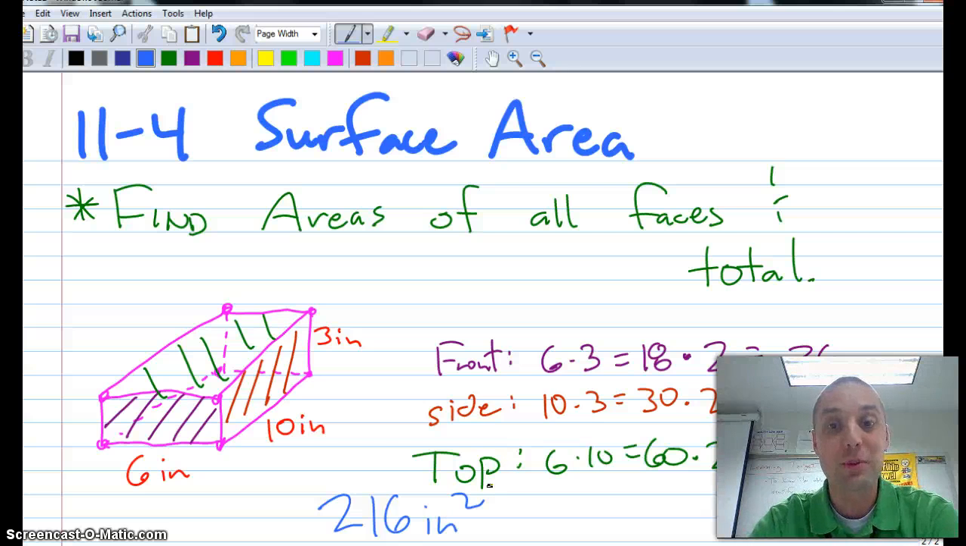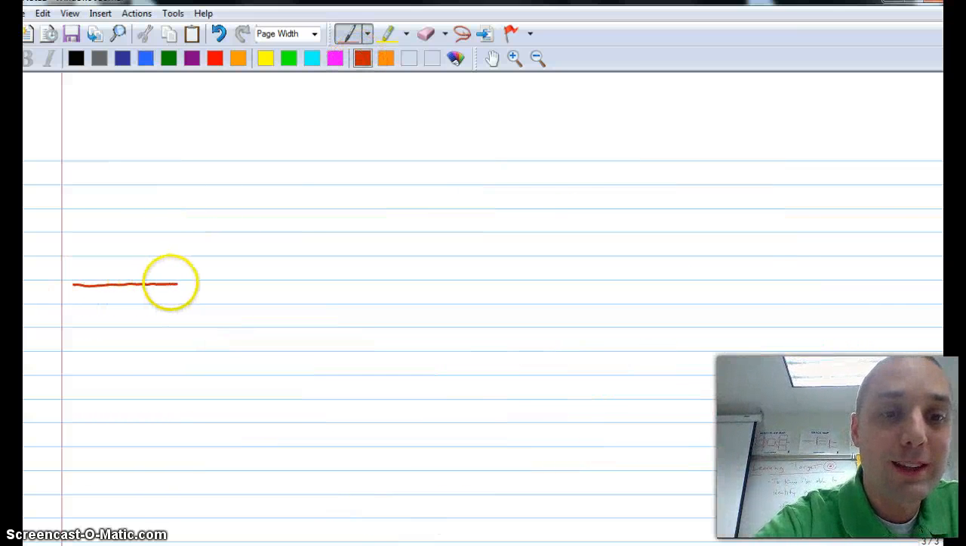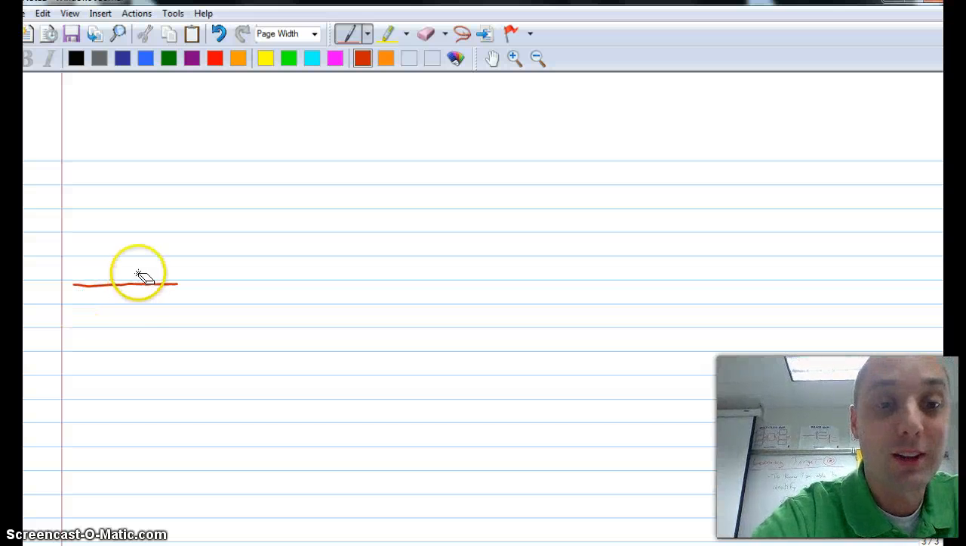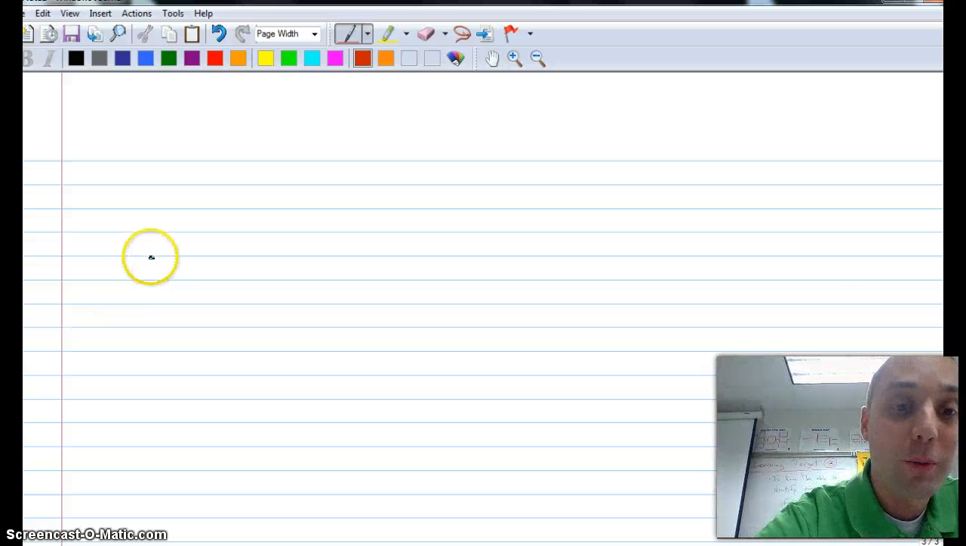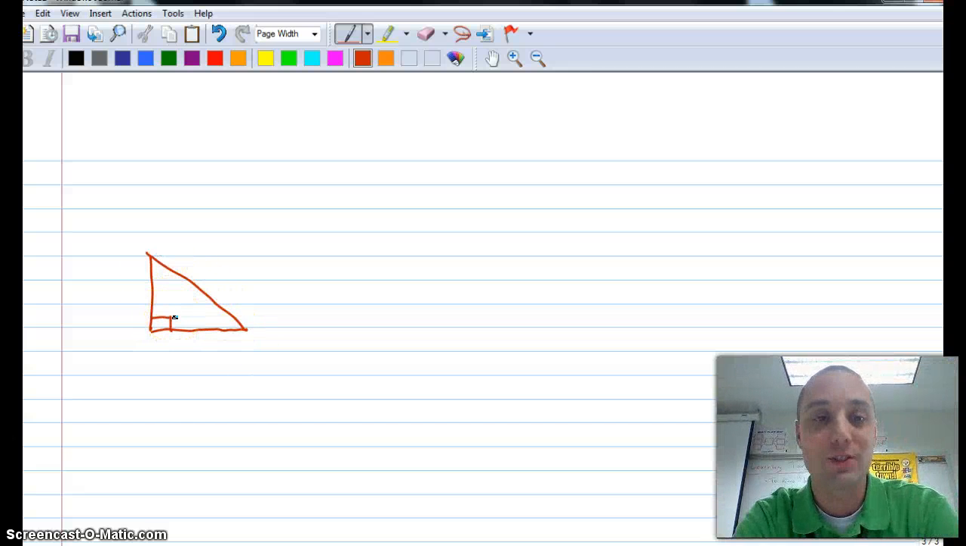Triangular prisms are a little bit of a different story. So below this, I'm going to have you draw a picture of a triangular prism. Triangular prisms are a little more tricky because you really have to pay attention to what kind of triangle we're dealing with. So I'm going to have you draw a right triangle. Again, use your notebook paper. And we're going to make this a right isosceles triangle.